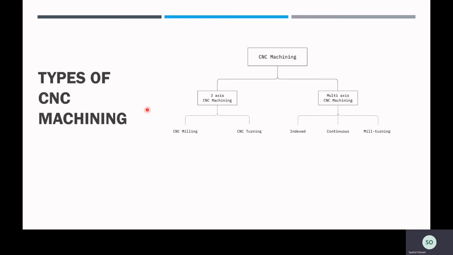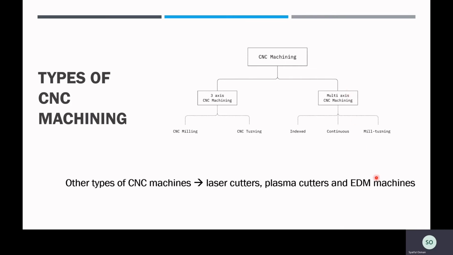So for our discussion, we will focus on the CNC machines that remove material using a cutting tool. These are the most common and have the widest range of applications. Other CNC machines include laser cutters, plasma cutters, and additive manufacturing machines.